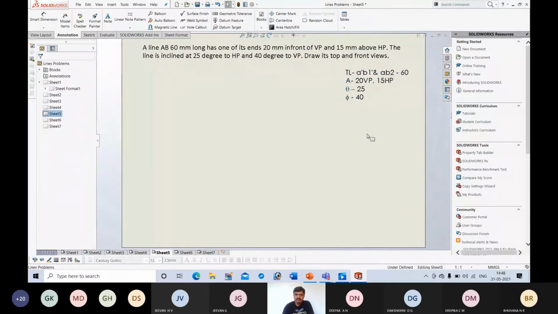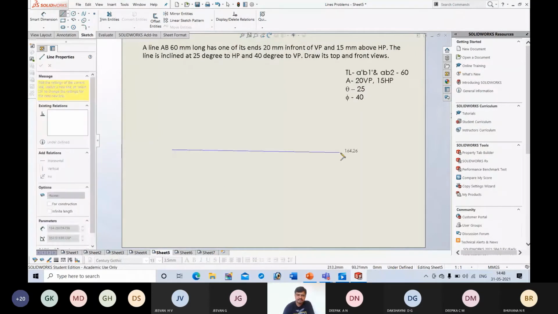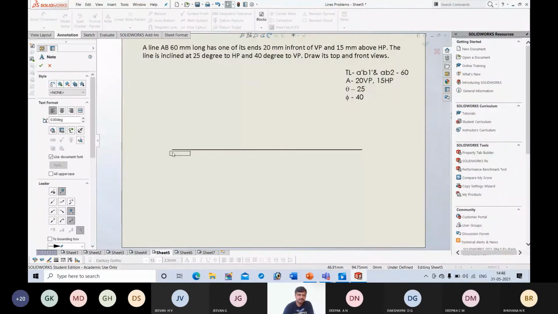Now I will explain the procedure. Here also you will start from drawing XY line. Draw a horizontal line, then name it as XY. Since it is first angle projection, it will be VP and this will be HP.